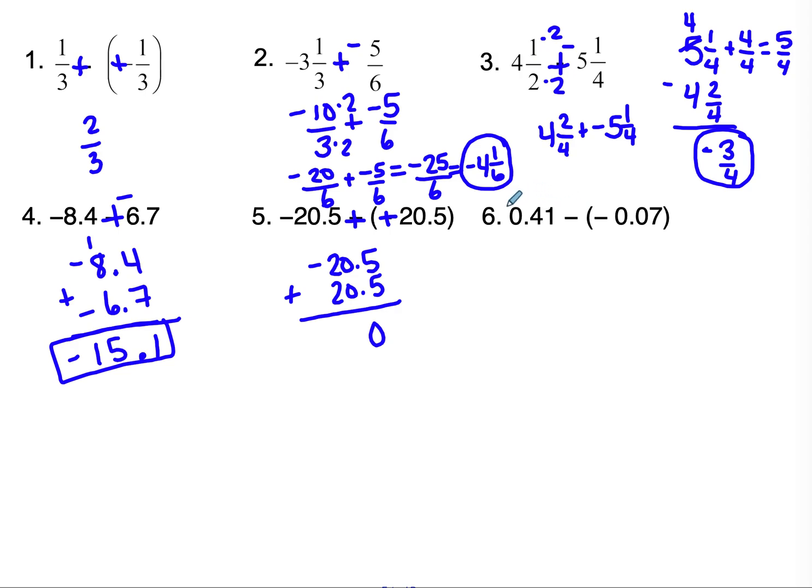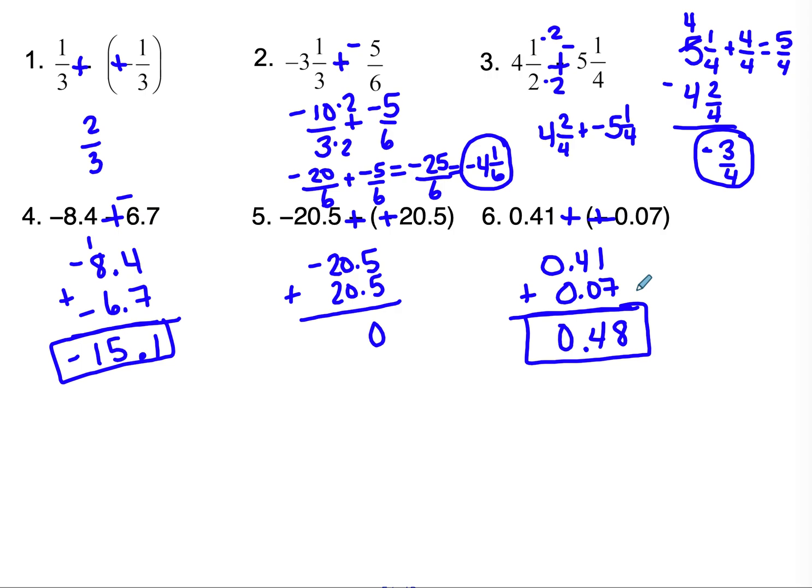Okay, and then number 6, I have 41/100 minus negative 7/100. Boom, change to addition. Boom, change the sign. I am now adding 2 positive numbers. 41/100 plus 7/100. Make sure you're lining up those decimals. Okay, 1 plus 7 is 8. 4 plus 0 is 4. Bring down the decimal. 0 plus 0 is 0. Positive numbers, positive answer. 48/100 is my answer on that one.